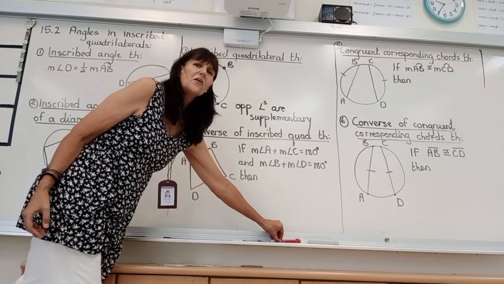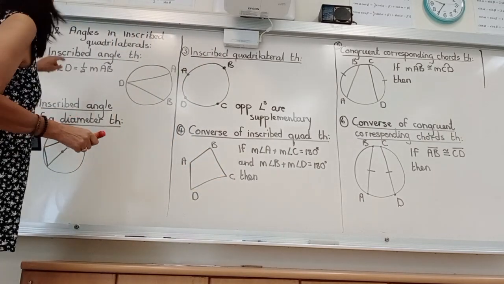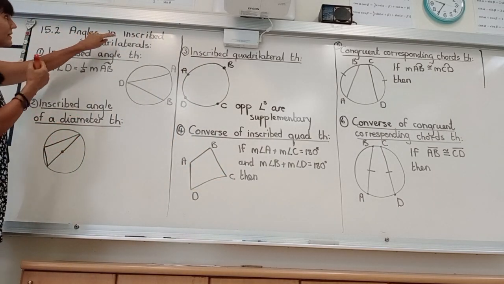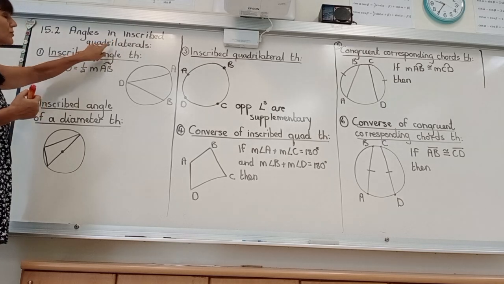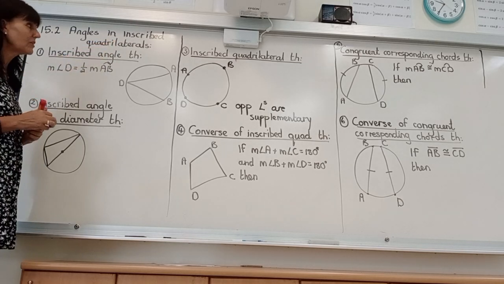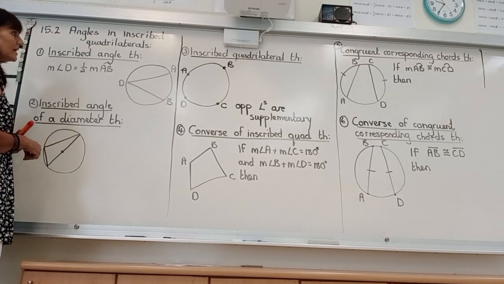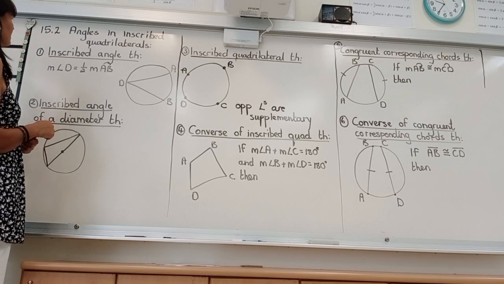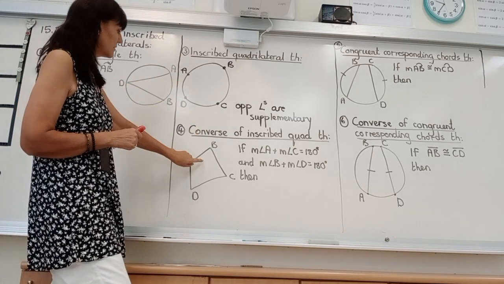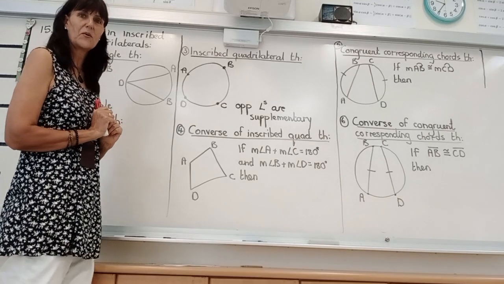Students, we are with 15.2, angles in inscribed quadrilaterals. Quadrilaterals are any figure that will have 4 sides, like we have here.